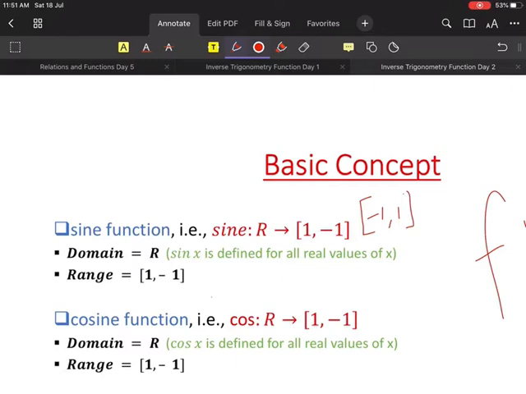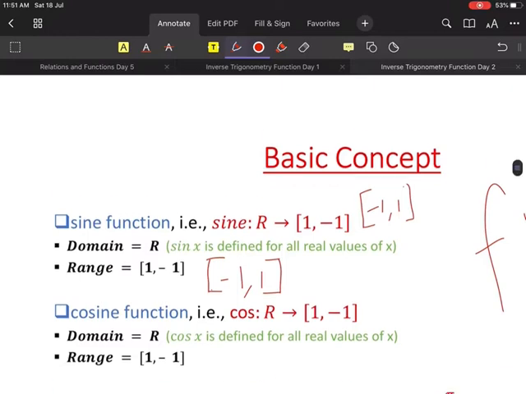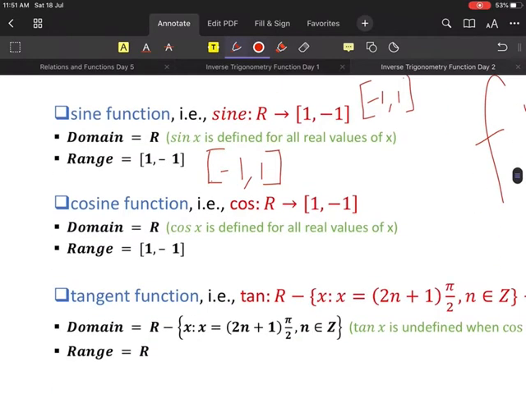Now range. Again there is a mistake in here. Actually, I think I made a mistake. So again, it will be minus 1 comma 1. It won't be 1 comma minus 1. It will be minus 1 comma 1. I think everywhere I have made the same mistake. So the range is minus 1 comma 1.